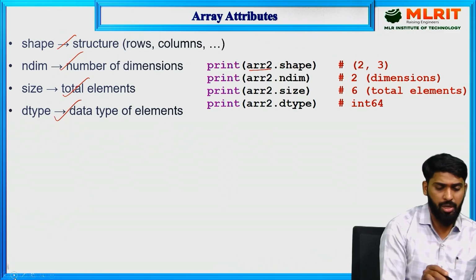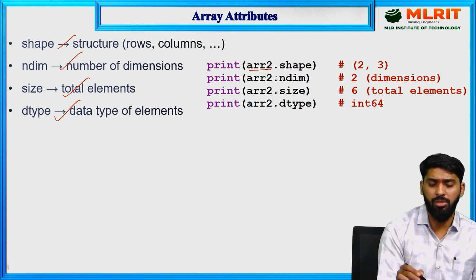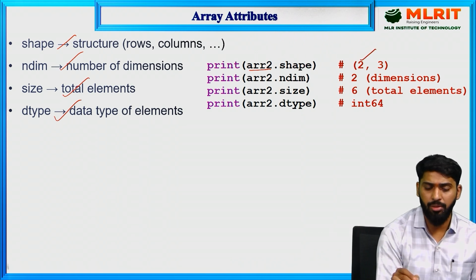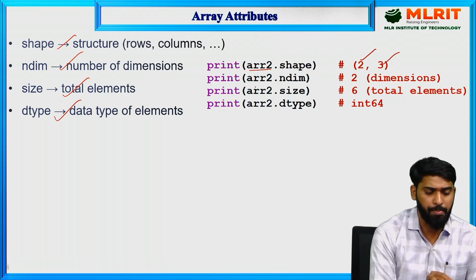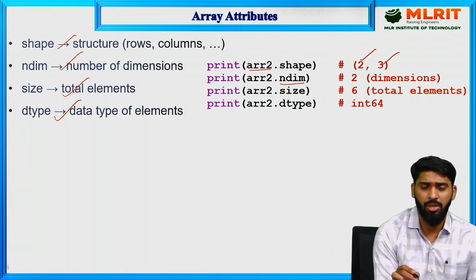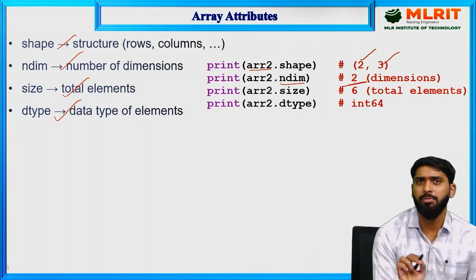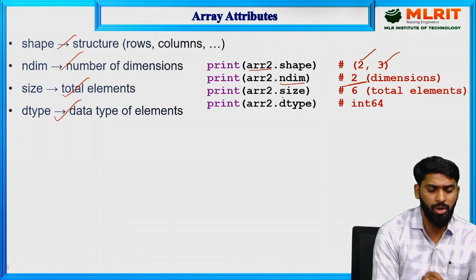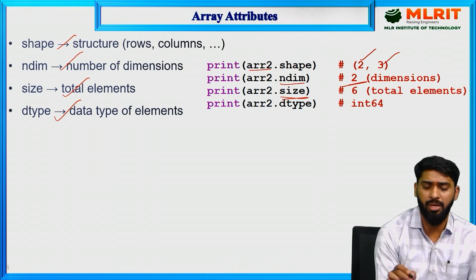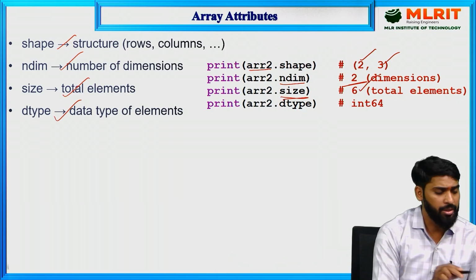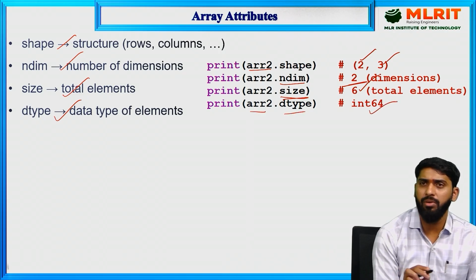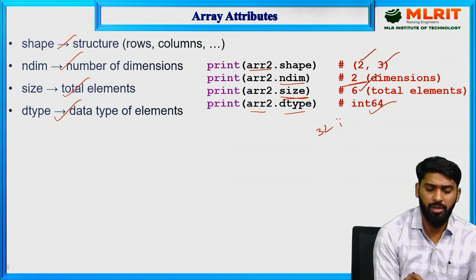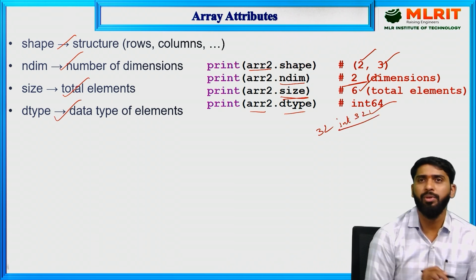Now if you print the shape, how many rows? 2 rows. How many columns? 3 columns. So it will display 2 3 as output. So print arr2.ndim. How many dimensions? 2 dimensions, rows and columns. So print arr2.size. Total elements present are 6. So the data type of arr2 will return int64. If your system is 32 bit, then it will return int32 as output. Okay.